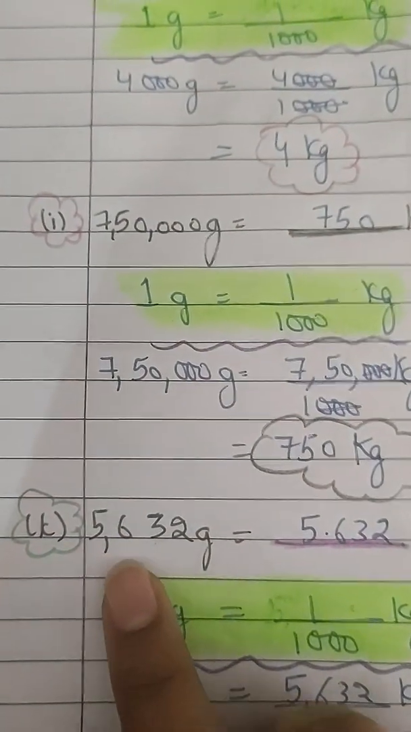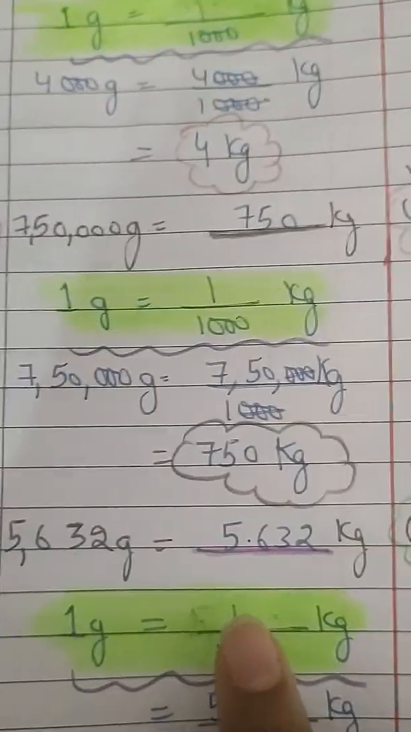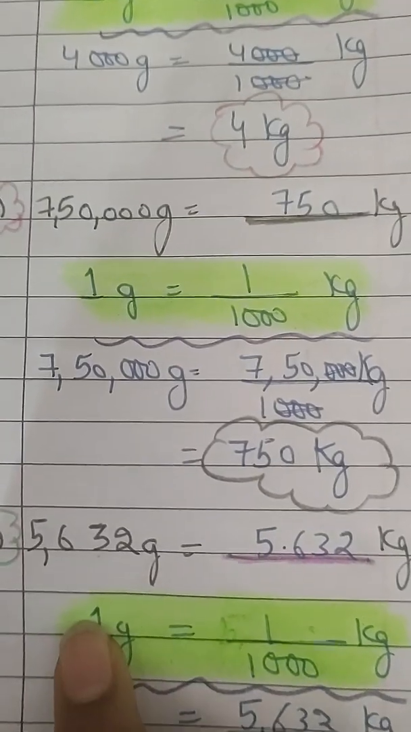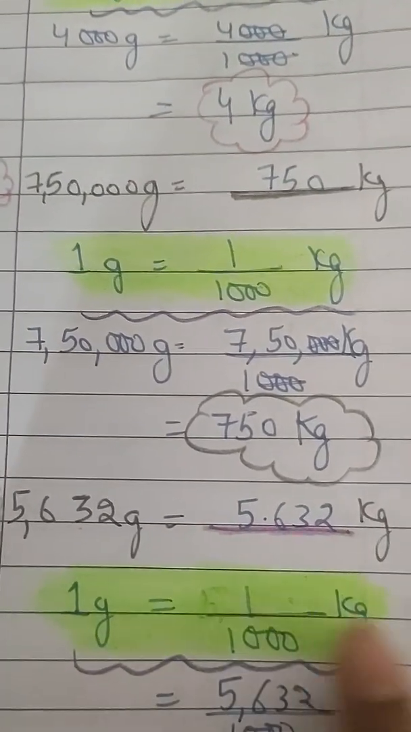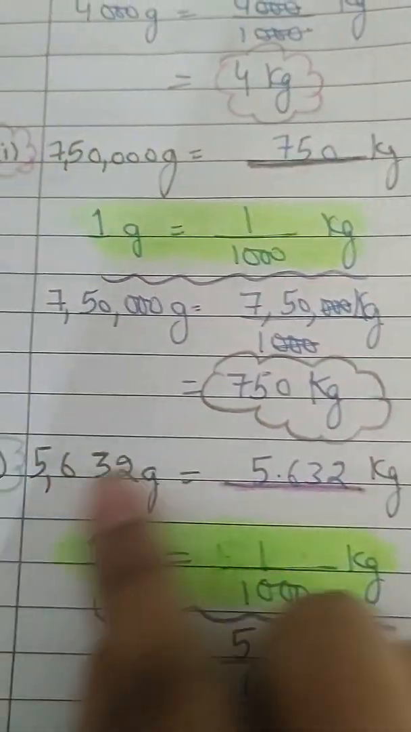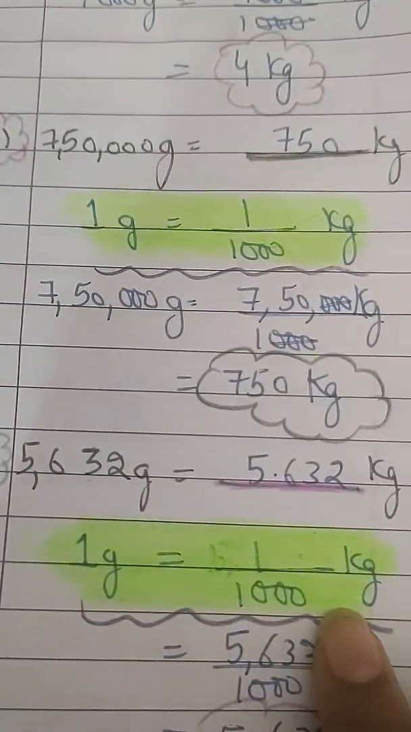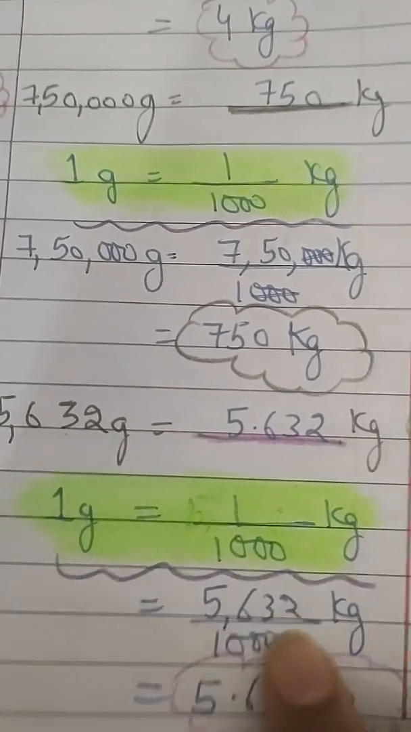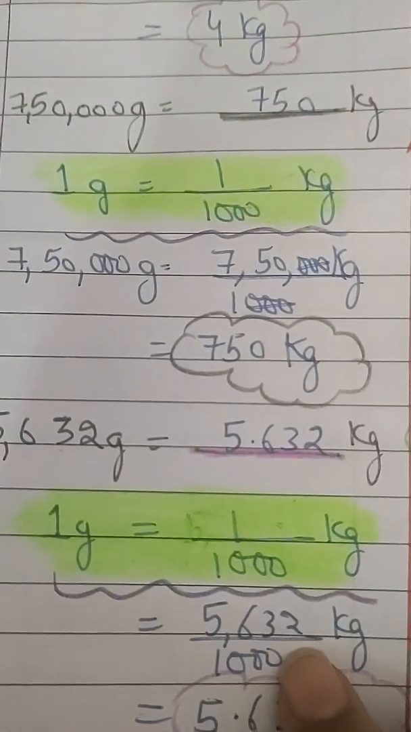Okay. Next, here also same type of question, yeah, for your practice. 5,632. Here gram, and you have to change it into kg. 1 gram is equal to 1 upon 1000 kg. Okay, so is equal to 5632. This 5,632 you have to divide by 1000. 5,632. Same denominator you will take.